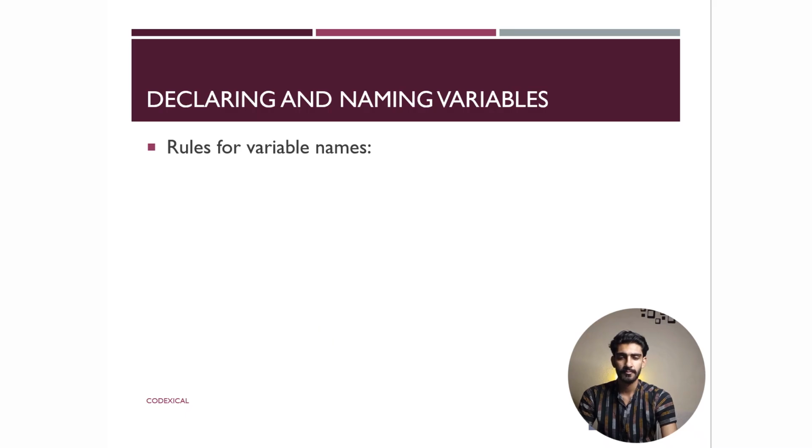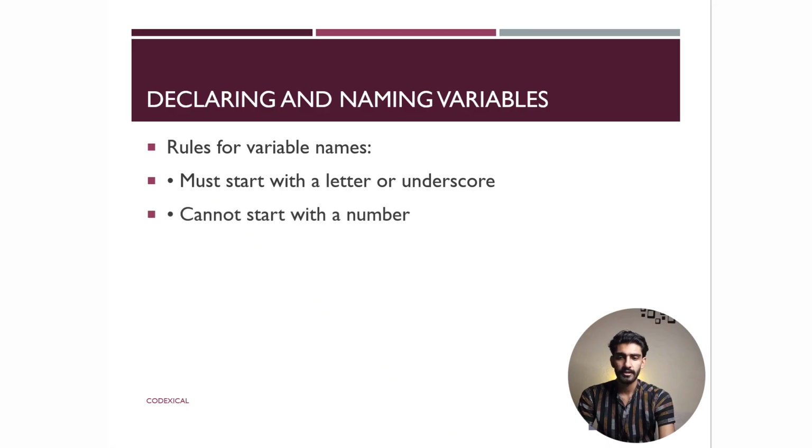Declaring and naming variables. How can you declare variable names? There is a list of rules you can follow to create a variable name. First, it must start with a letter or underscore. You cannot start with anything else. And the second rule is it cannot start with a number. You cannot start with any type of number, including integer or float.